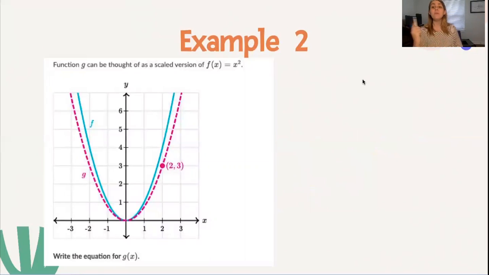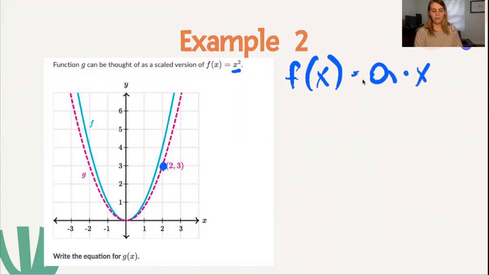My next example, this is the most challenging type of problem you'll have today. It says that the function is a scaled version of f of x squared. What is the equation of that new function? So what you have to do is figure out from this point what you multiplied times x squared, because when it's scaled, that tells you that there's a number that's been multiplied in front of x squared. So we have to figure out what a is.